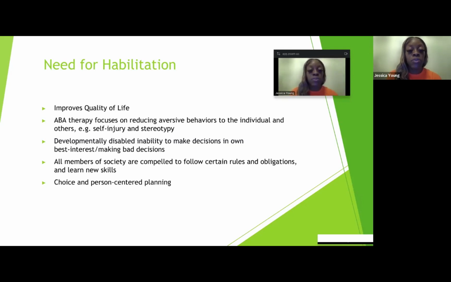By respecting individual preferences, habilitation ensures that people with disabilities have control over their own lives while receiving the support they need. Habilitation is not about taking away freedoms. It's about enhancing independence, promoting inclusion, and improving quality of life. It teaches essential skills, reduces harmful behaviors, supports informed decisions. By investing in habilitation, they have the tools they need to succeed, thrive, and live fulfilling lives.